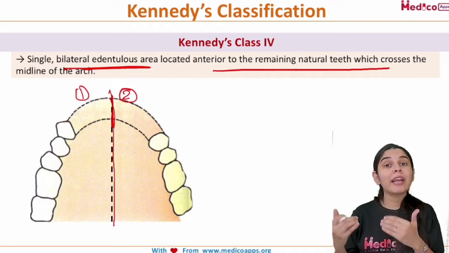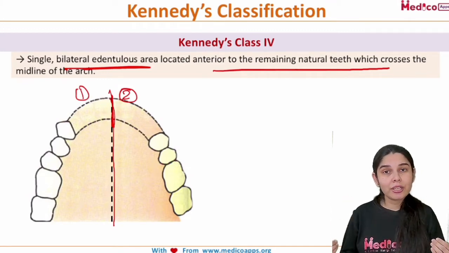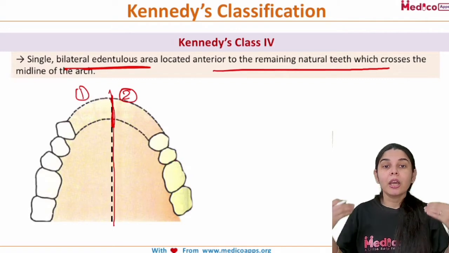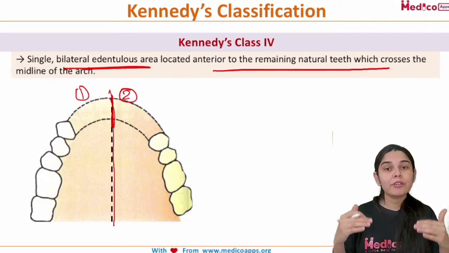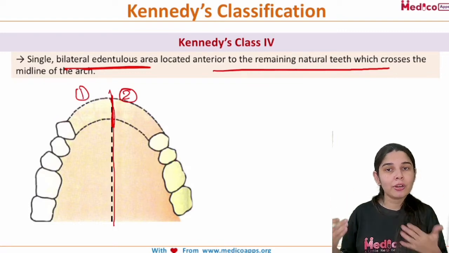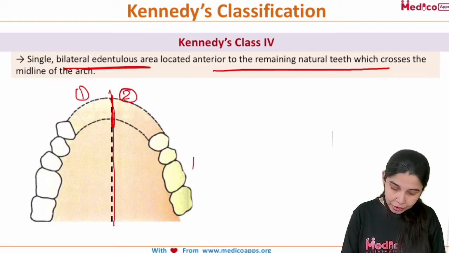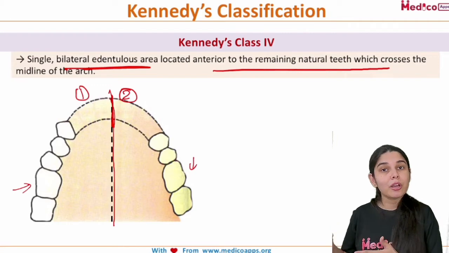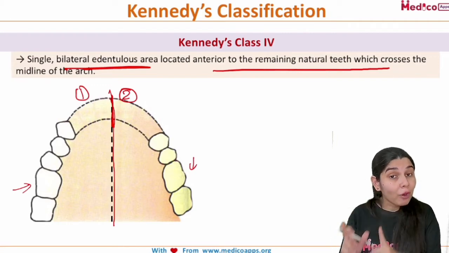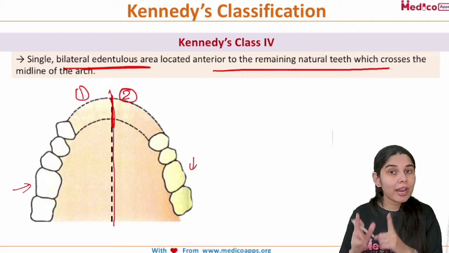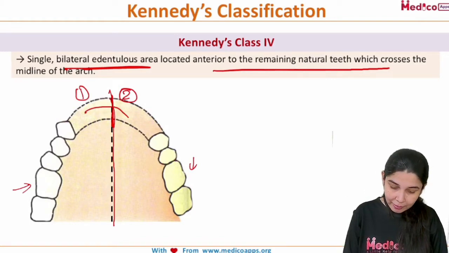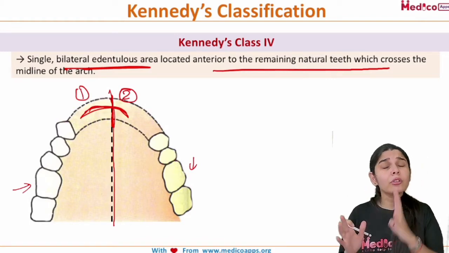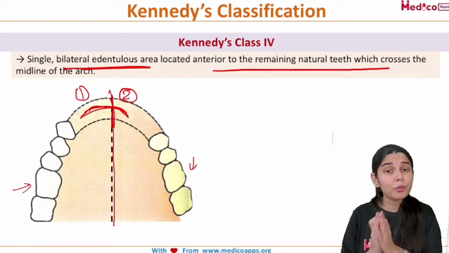Till now, we had seen all the edentulous areas present posteriorly, but now there is a class where the edentulous area is anterior to the remaining natural teeth, which are present posteriorly. These are the posterior teeth which are present. And as I told you in the starting of class 4, this edentulous area is crossing the midline. Okay, so the 4 classes, I hope you have understood.